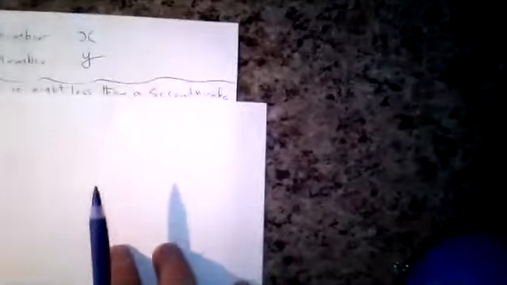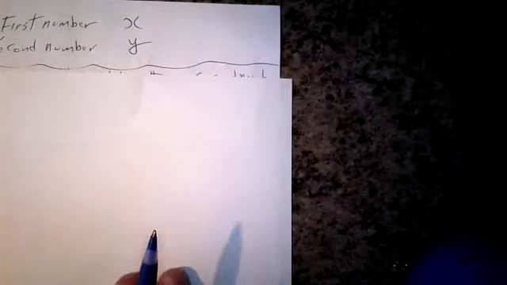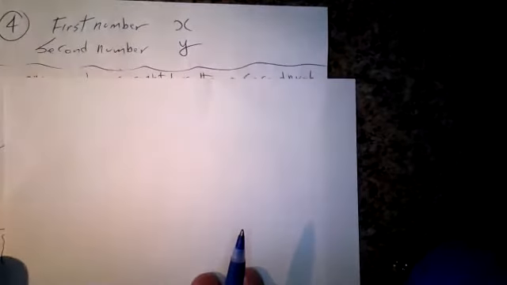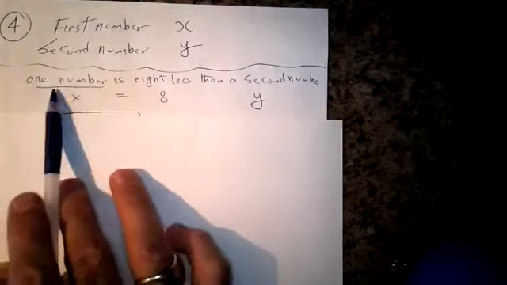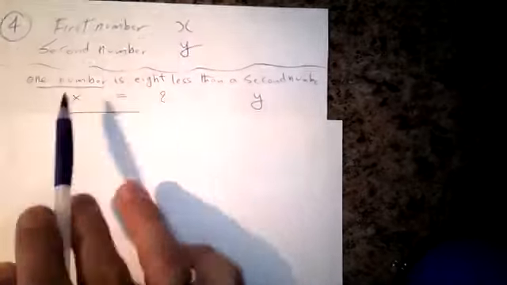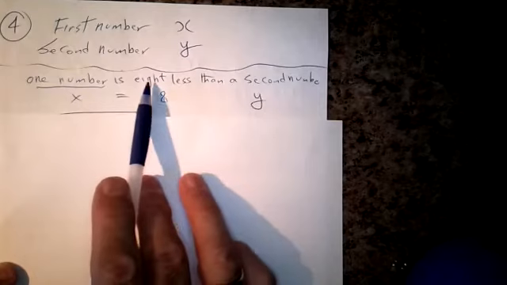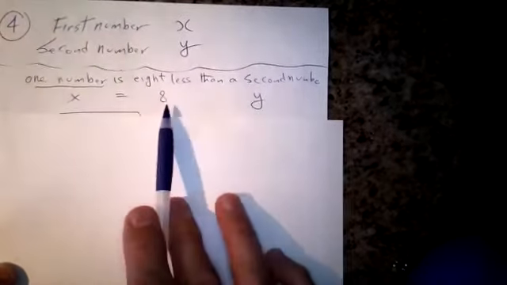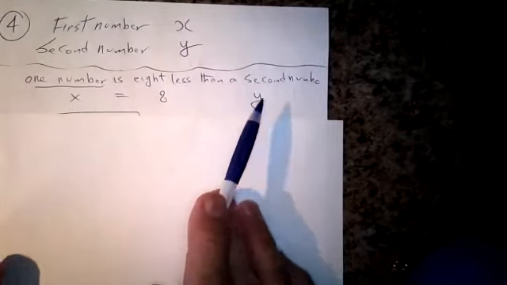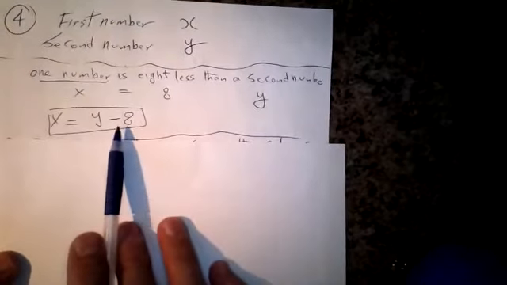He said one number is 8 less than the second number, right? First, assume the first number is X and the second is Y. One number is 8 less than the second number. See how I translate it. One number or the first number, same thing, is X. Is means equal. 8 less than second. Second is Y. 8 less than Y is Y minus 8. Be very careful about this.